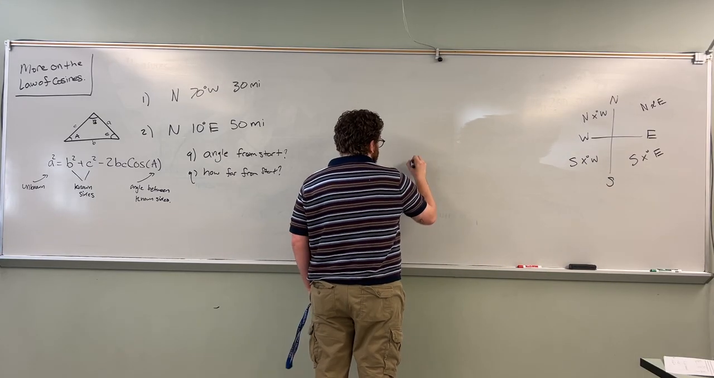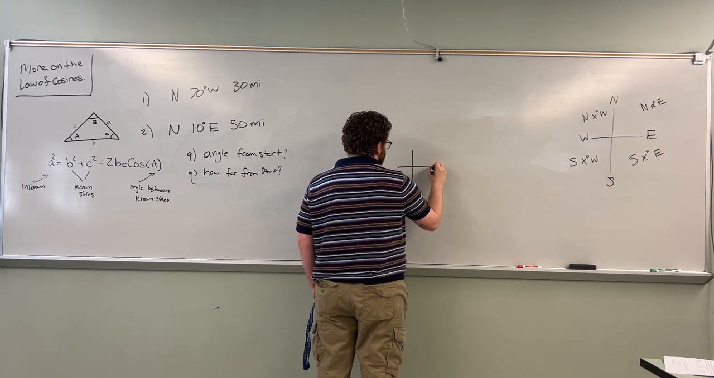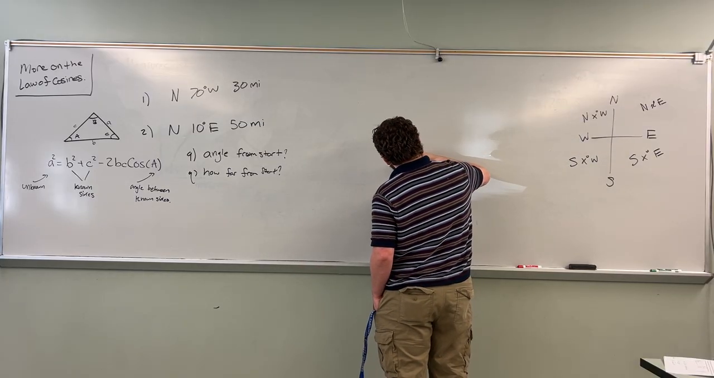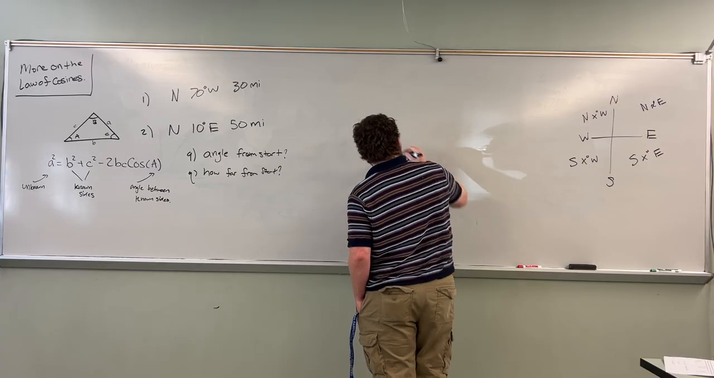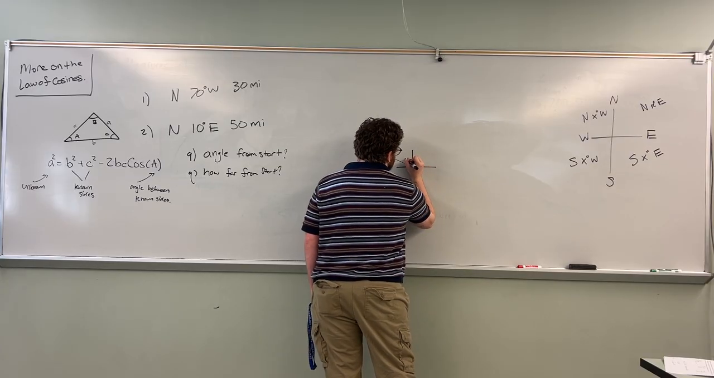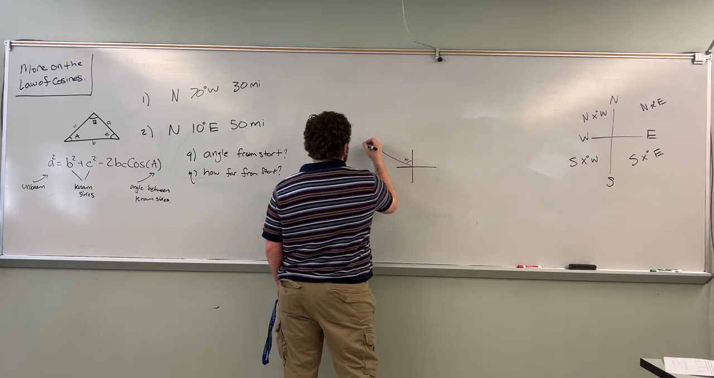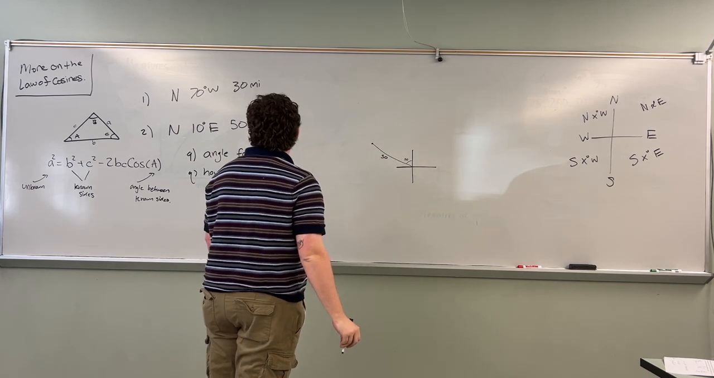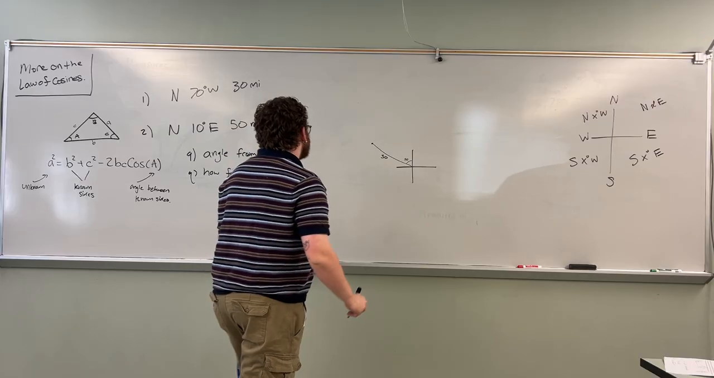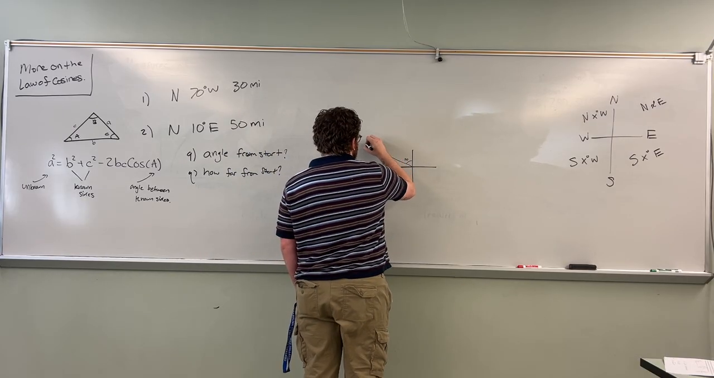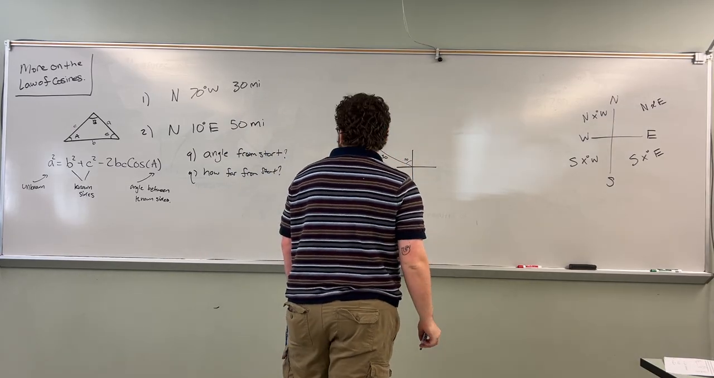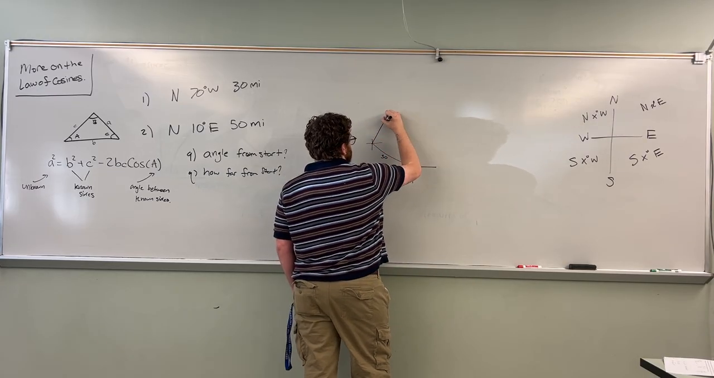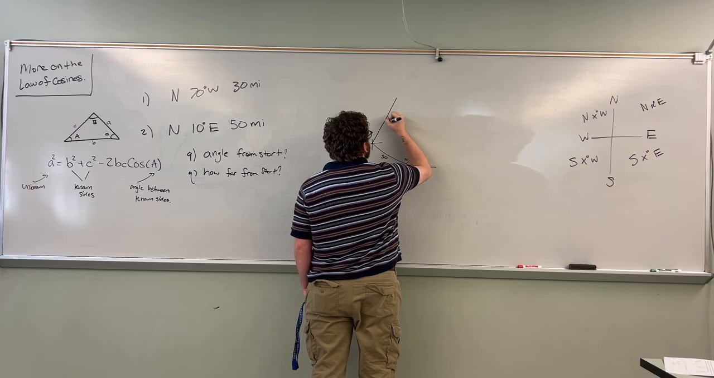So I start somewhere. I'm going to draw a little coordinate plane for it. I'm going north at 70 degrees west. So this is 70 degrees. And I go for 30 miles. I then go north at 10 degrees east. So there's my point there. I go north at 10 degrees east for 50 miles.